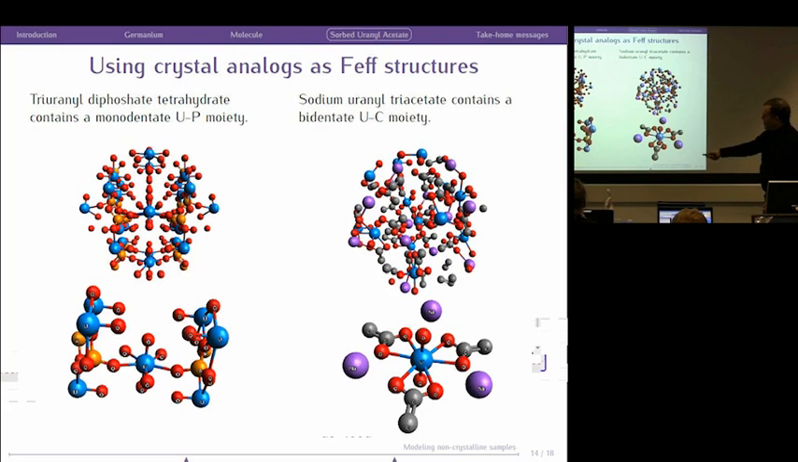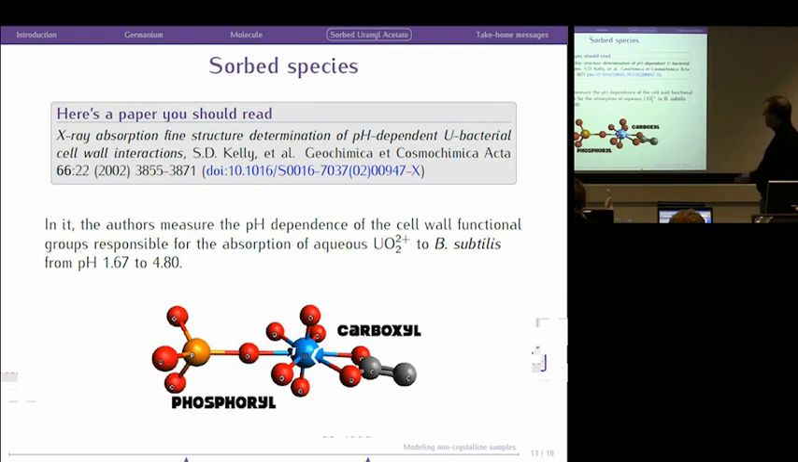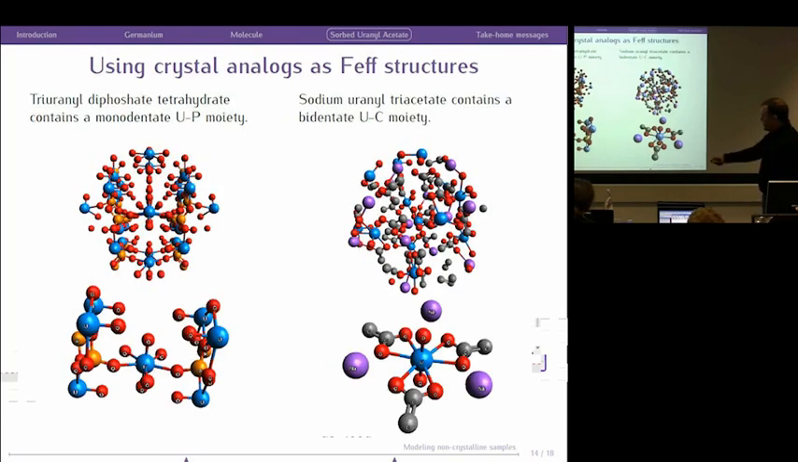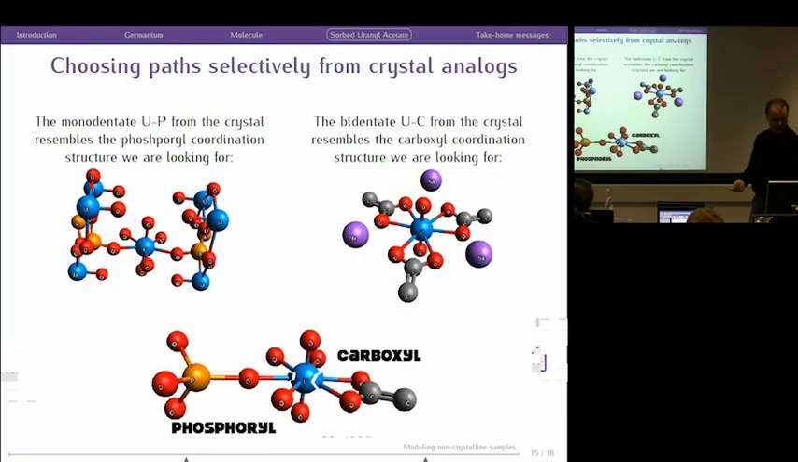And if you look, you've got a uranium atom with a monodentate bond to the phosphorus atom. And if you drill down into this one, you see that it's full of units that look like this, where you have a uranium atom that's bidentate bound to a carbon atom. So this little snippet of this crystal is going to be used to represent this part of the possible binding environment for the uranium. And this little snippet right here is going to be used to represent the phosphoryl part.